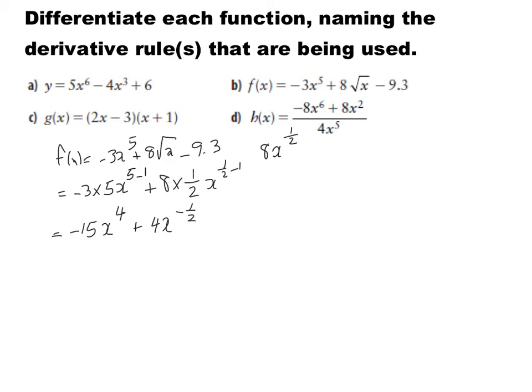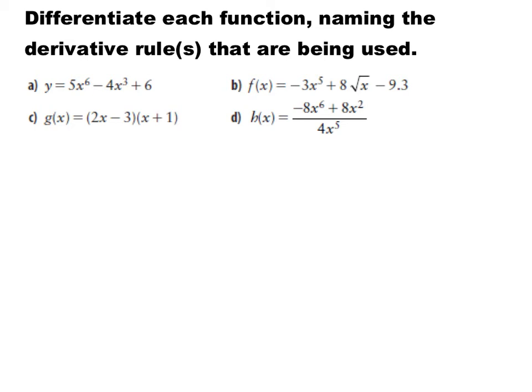If you don't want to deal with negative exponent, I can write this one as negative 15 x exponent 4 plus 4 divided by x exponent 1 over 2, which is the same as negative 15 x exponent 4 plus 4 divided by square root of x.